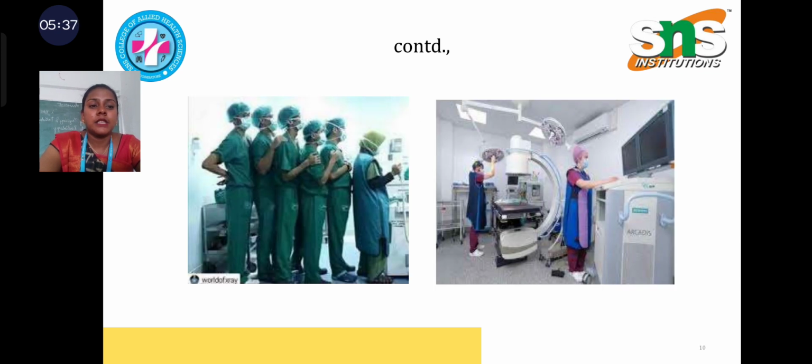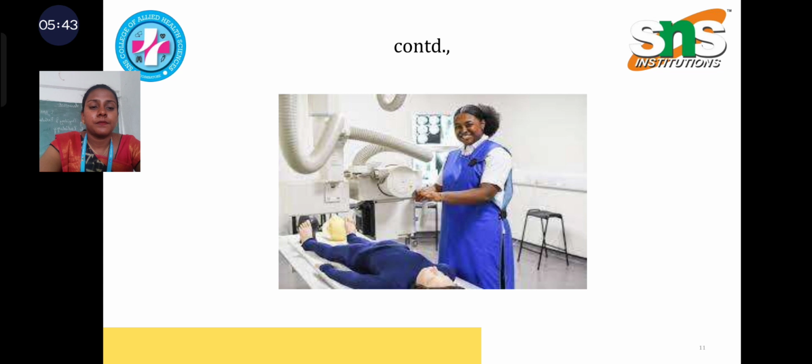So this is how an X-ray is performed in the OT. This is how a machine is operated in the OT, the X-ray machine.